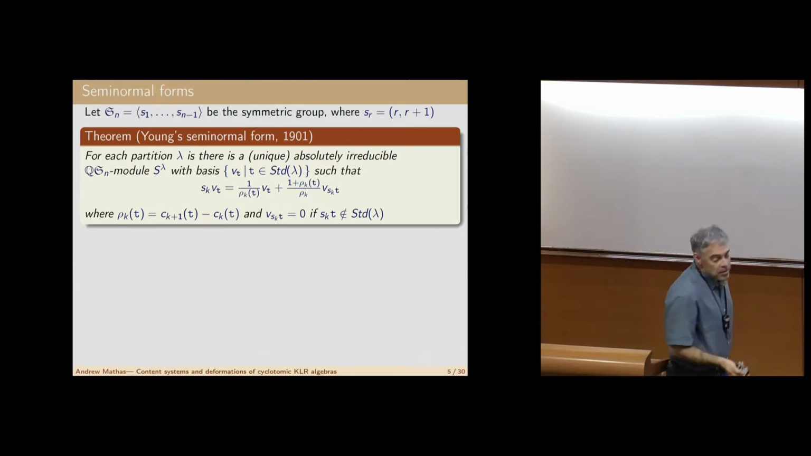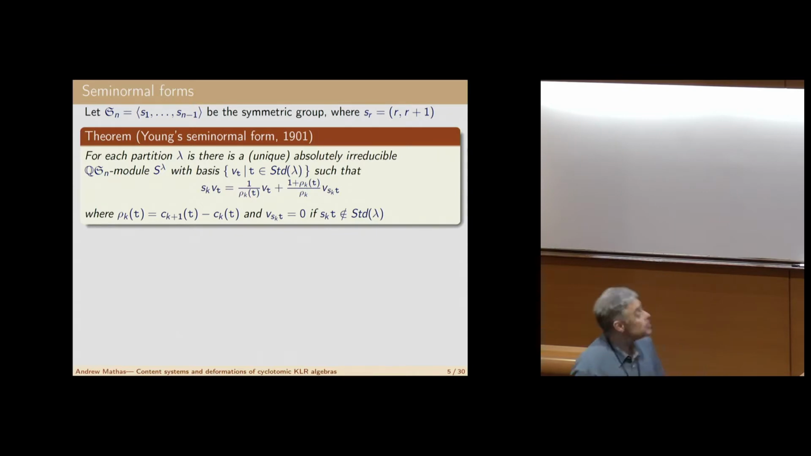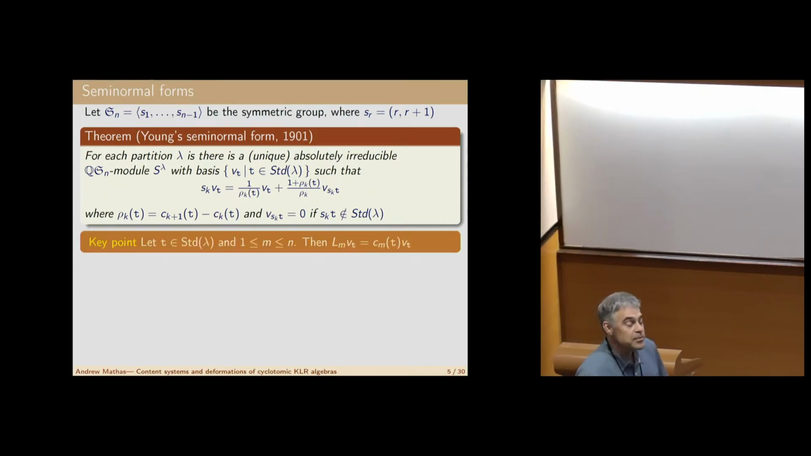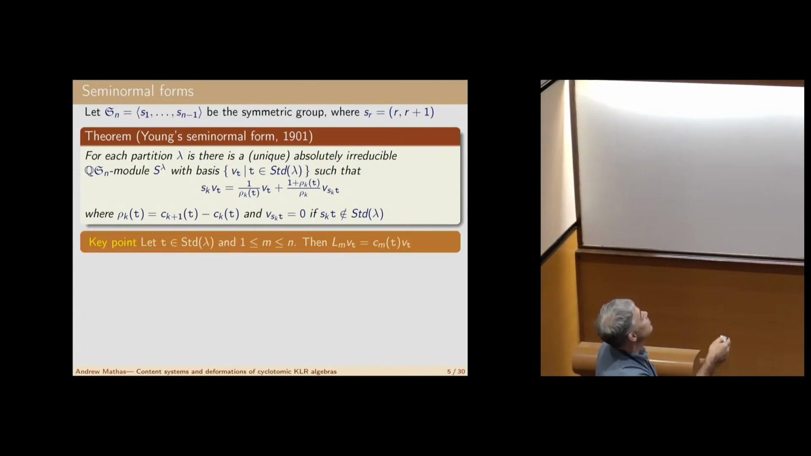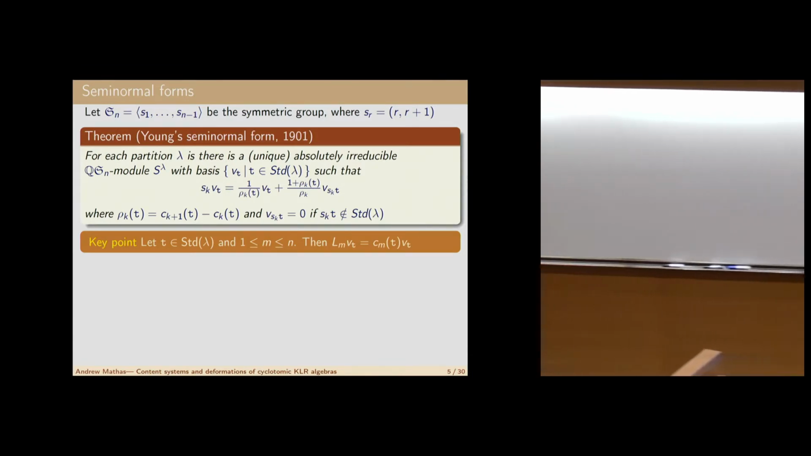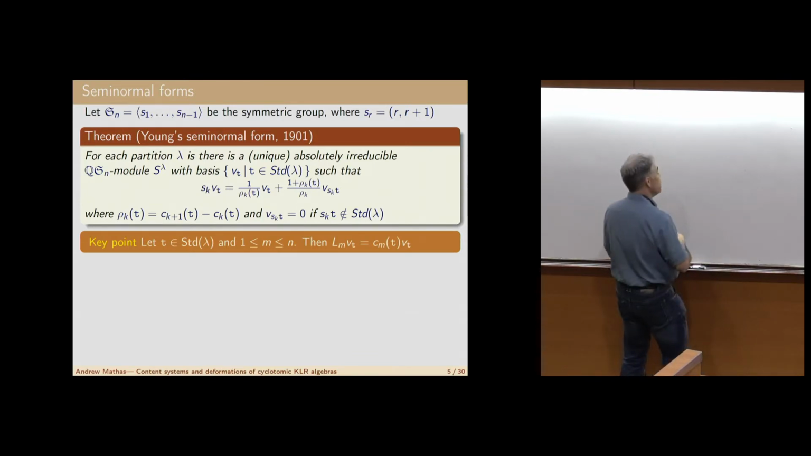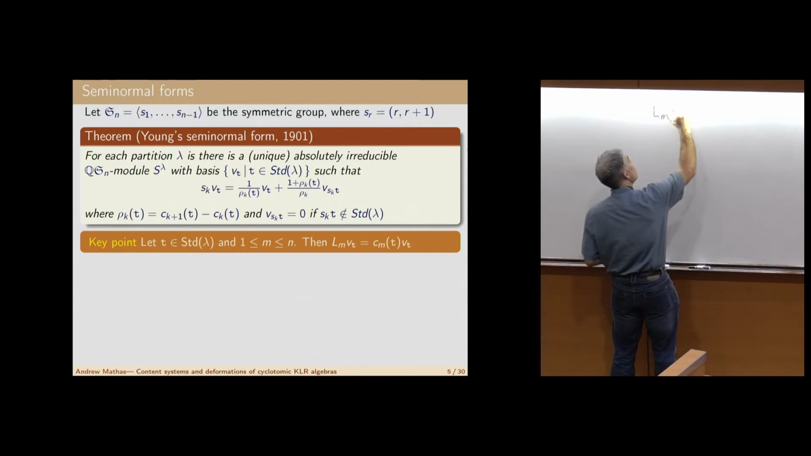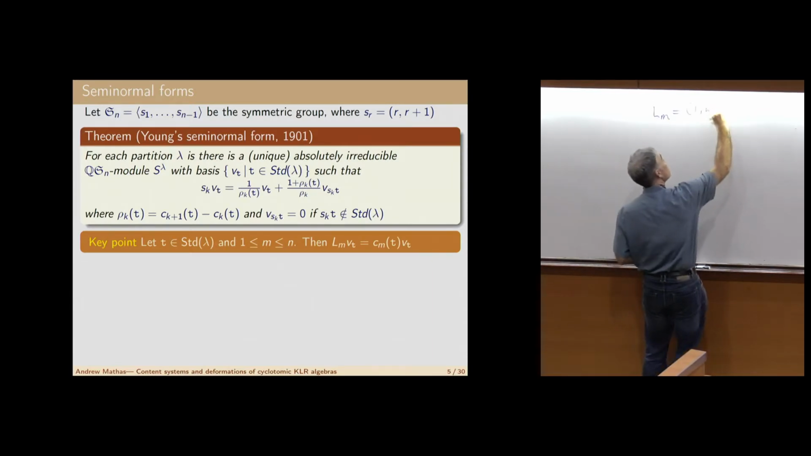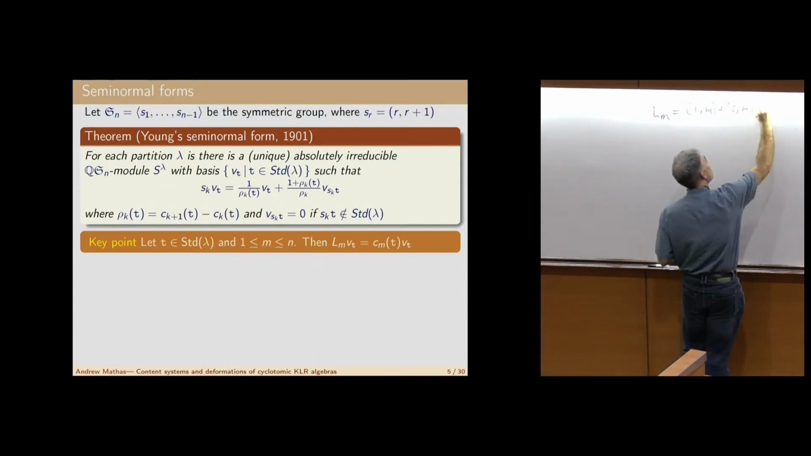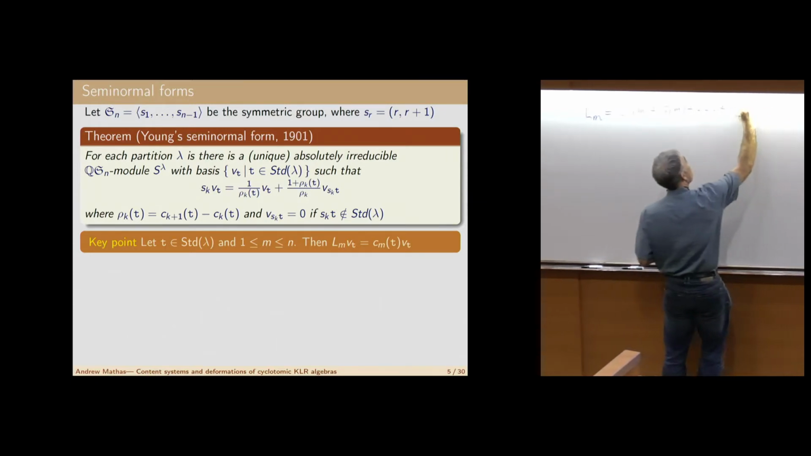Now, there are many other ways of stating semi-normal forms. One of the most amusing facts, I think, about the semi-normal form is it tells you how the simple transpositions act, but in some sense, the most important fact of this theorem is that if you look at the Murphy elements, which I forgot to define, these just act on these basis vectors as eigenvalues. So L_m is just (1 m) plus (2 m) all the way up to (m-1 m).